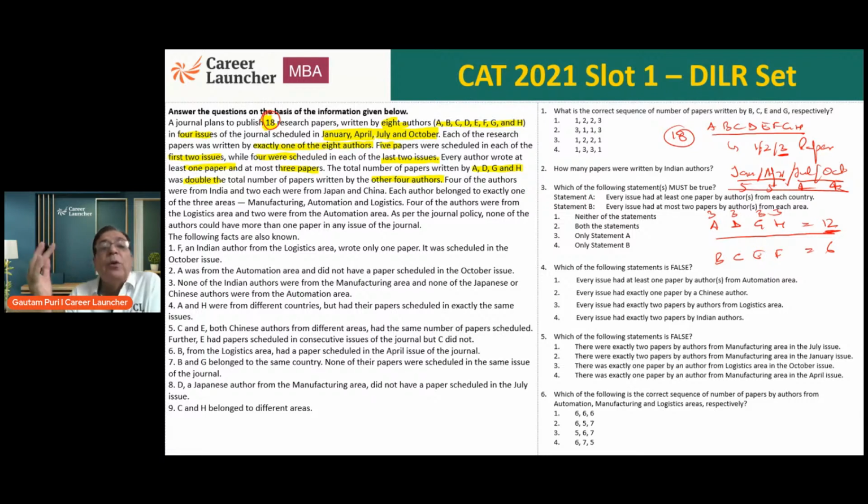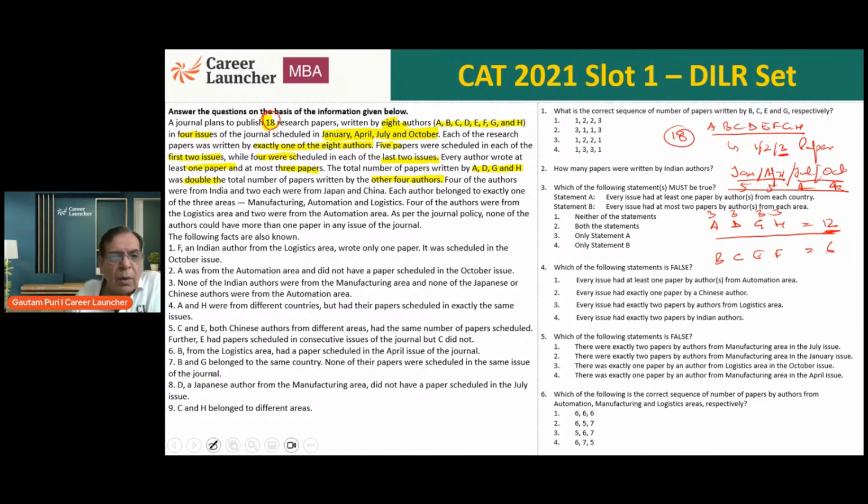And what about BCEF? We don't know. So far, we don't have any information in this regard. Okay? But BCEF are going to have 6 papers written by these people. So quite possibly the question will ask us to find out something about the number of papers written by BCEF and so on and so forth. Okay, let's move ahead.